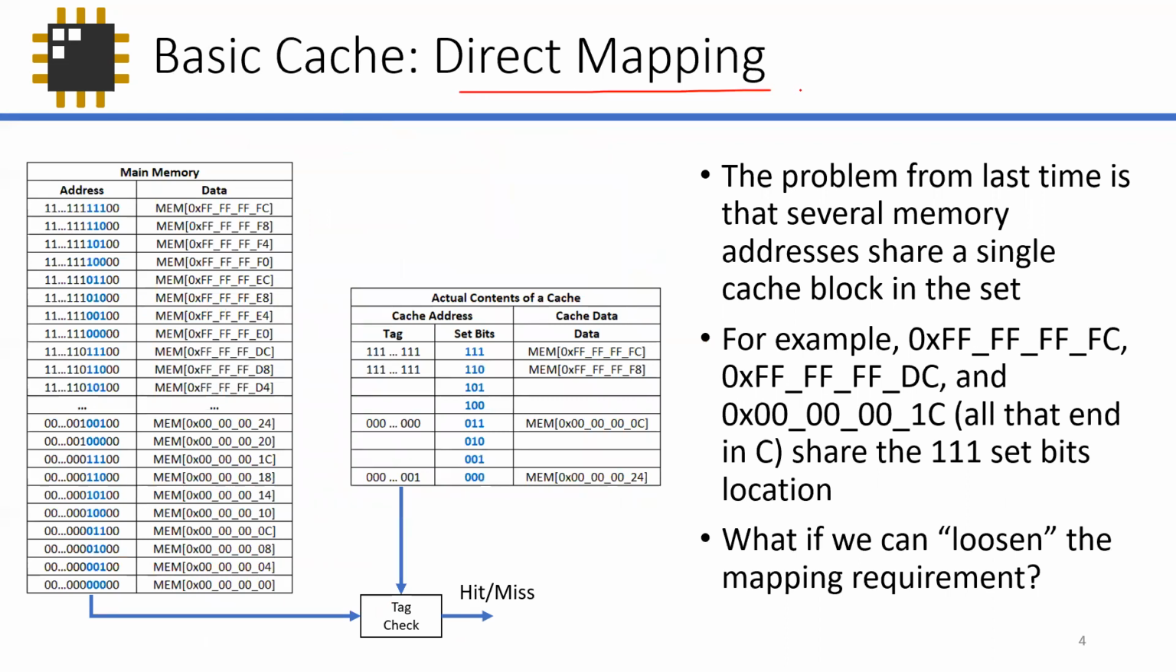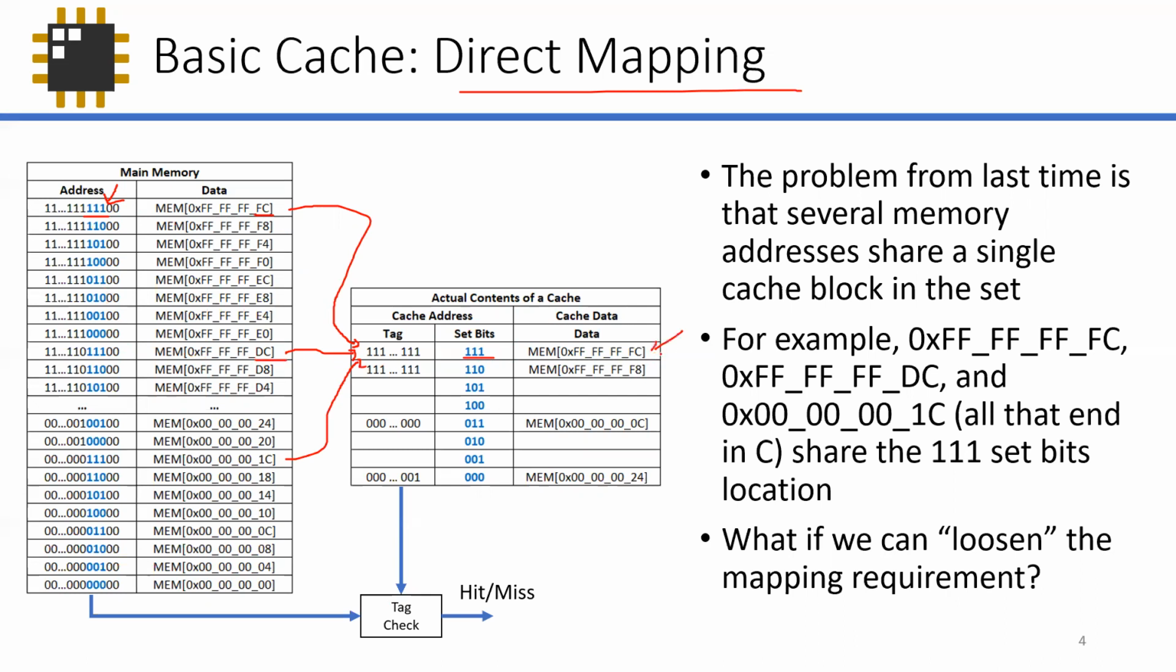Direct mapping is the basic cache, where all memory addresses that have the same set bits fall into the same location, like this FFFFC. What else? That's FFFFDC. All those that end with C fall into the same 1111 set bits. Now there's a problem here. What if we save FC in the first cycle and then DC in the next memory access?